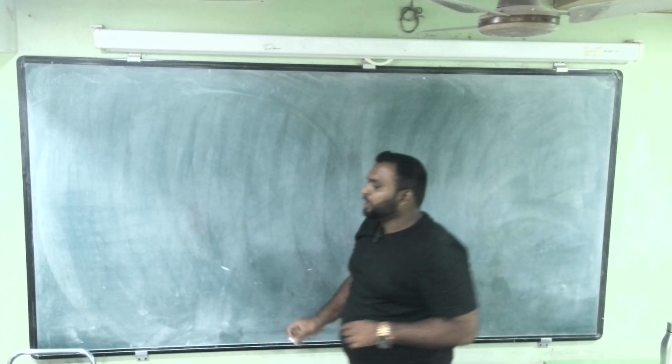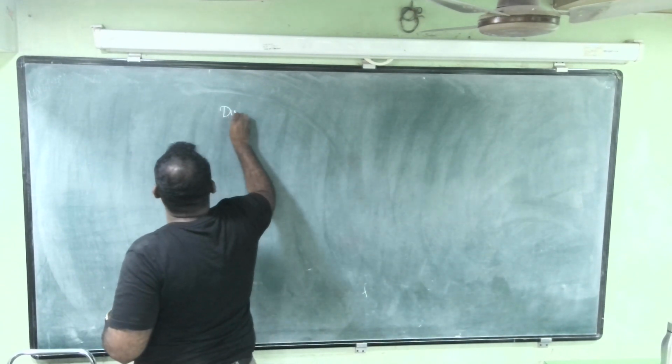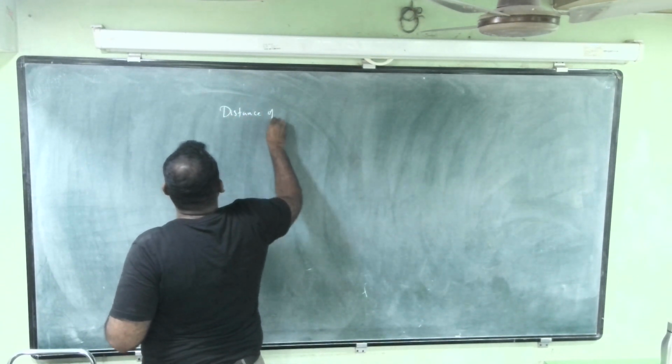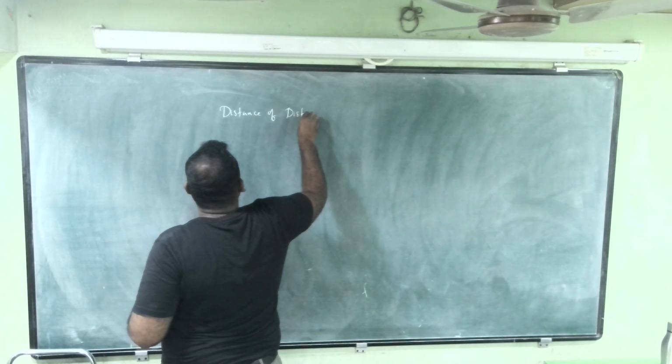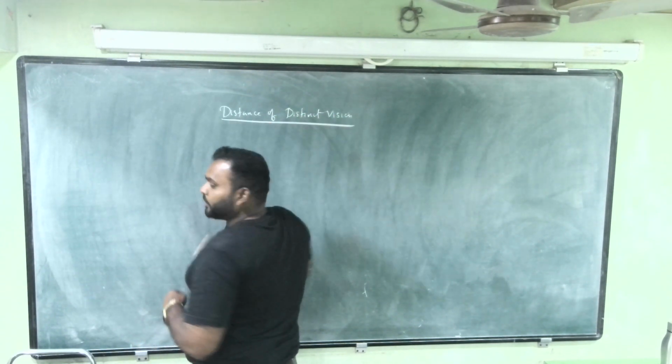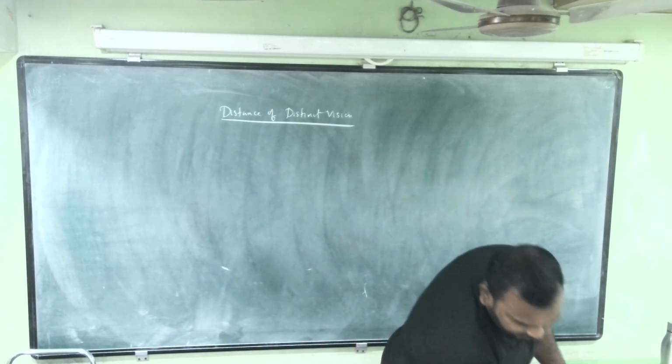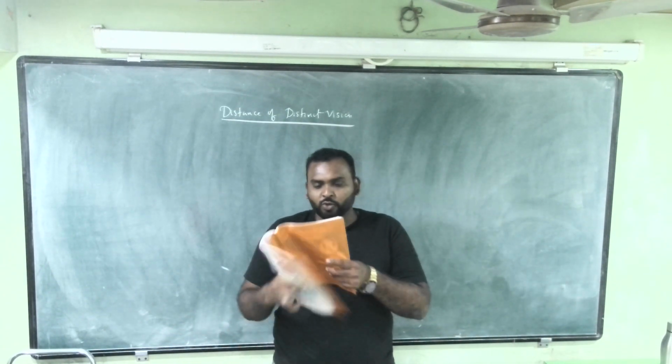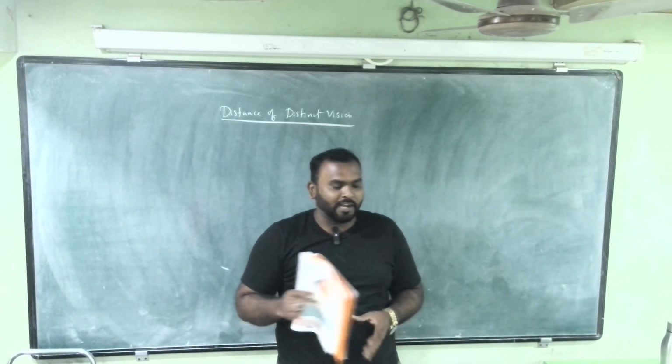Now we'll be learning something called distance of distinct vision. If you take your book in your hands and keep it close to your eyes, you won't be able to see the letters.